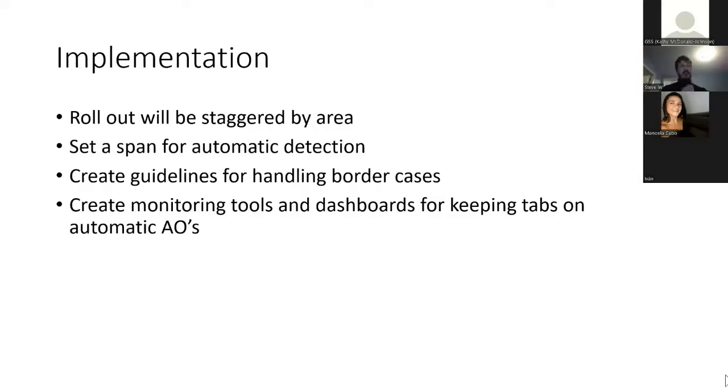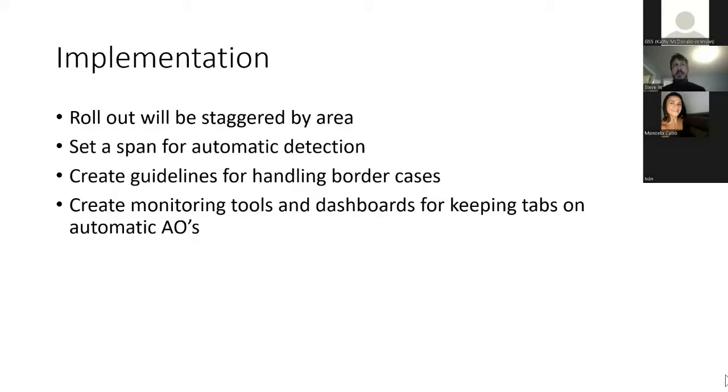Right, so implementation. We've got a bunch of different output areas, and we want to roll out by area, and start with the ones that are least sensitive to revisions and least affected by outlier events in general. We still need to decide on setting a span for the automatic detection. In a world where we didn't care about revisions at all, we'd just apply it to the whole series.